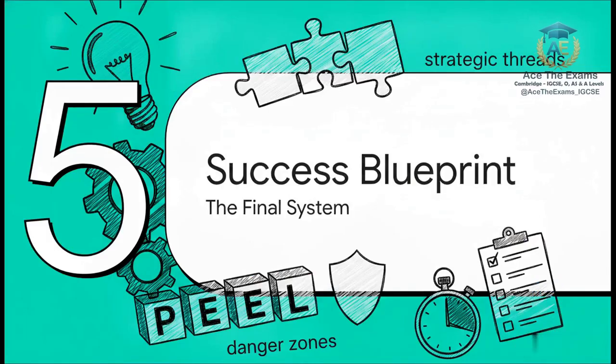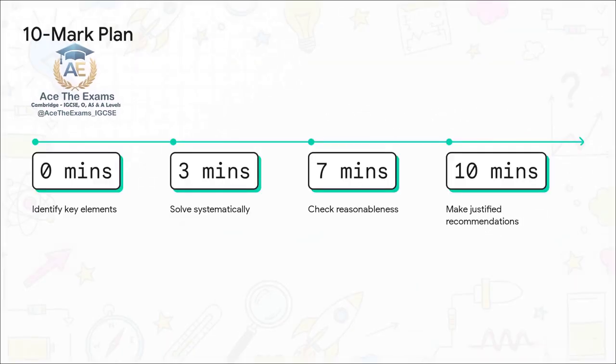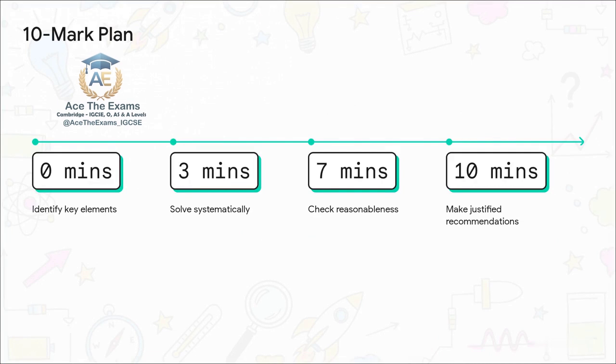Section 5. Success Blueprint. The final system. Let's tie all these strategic threads together into your ultimate exam execution plan. By adopting this deconstruct, solve, evaluate timeline structure, you are guaranteeing that your time management matches the examiner's marking criteria. This is our time management matrix for a standard 10-mark multi-part question.